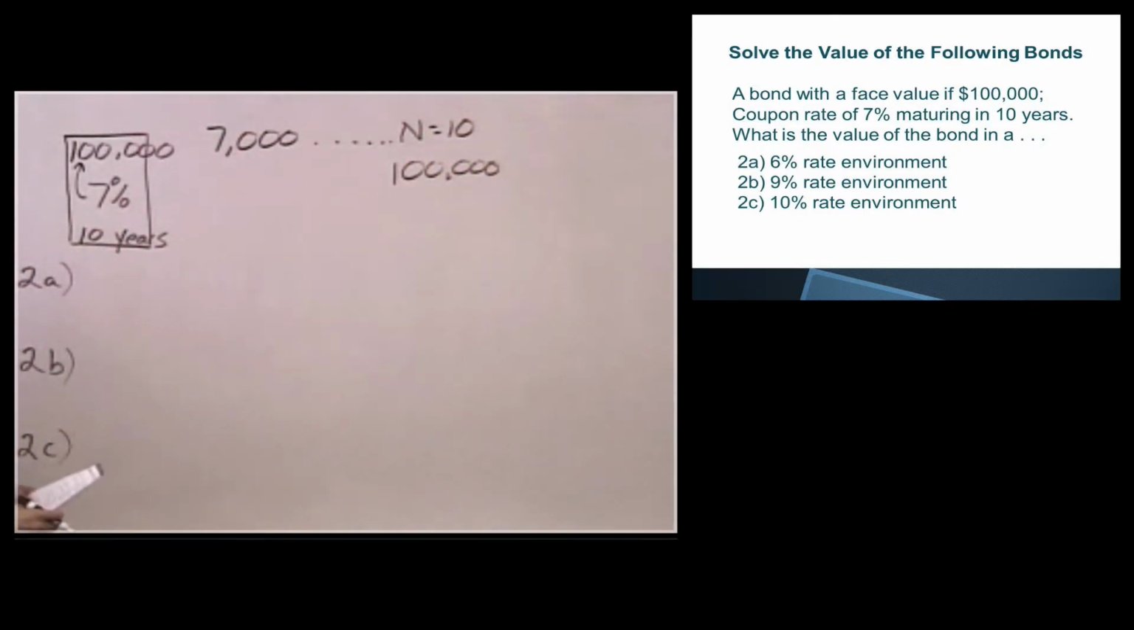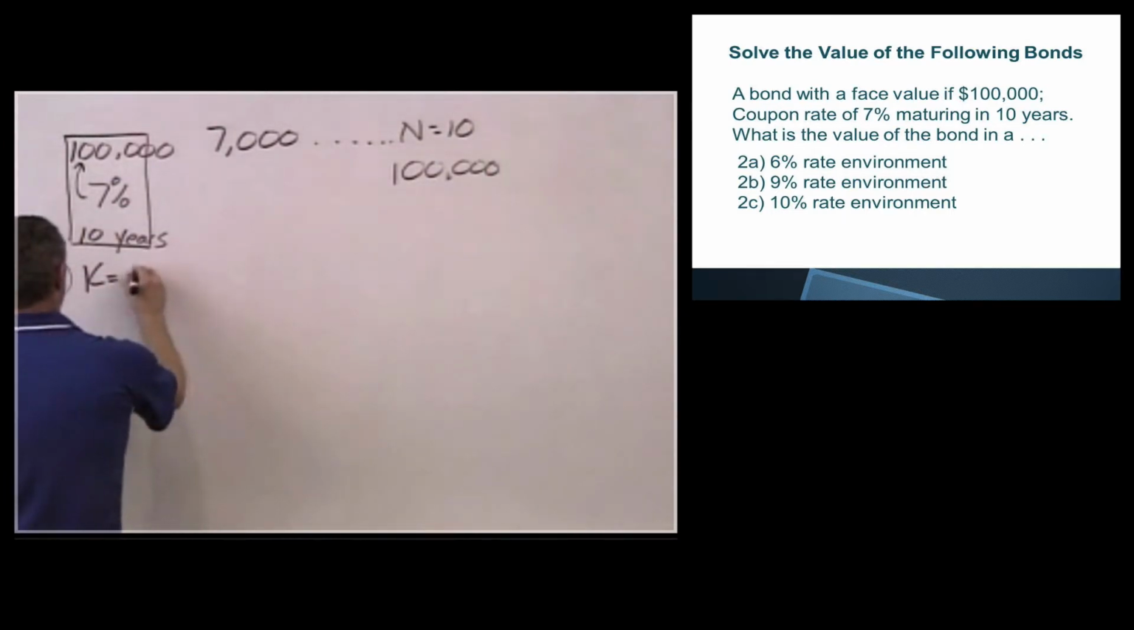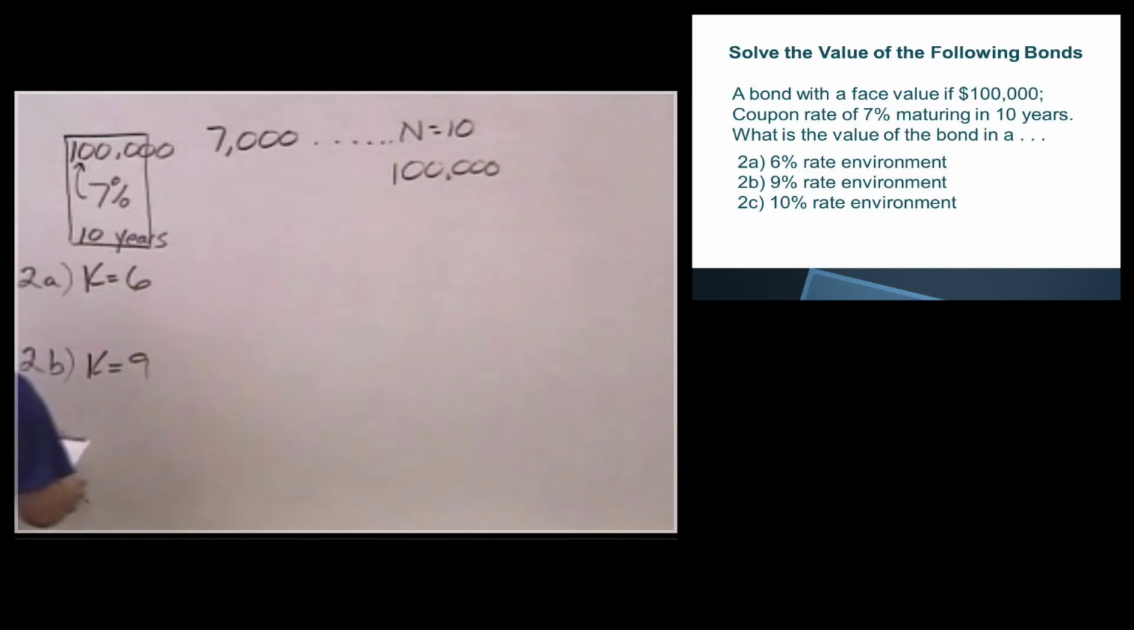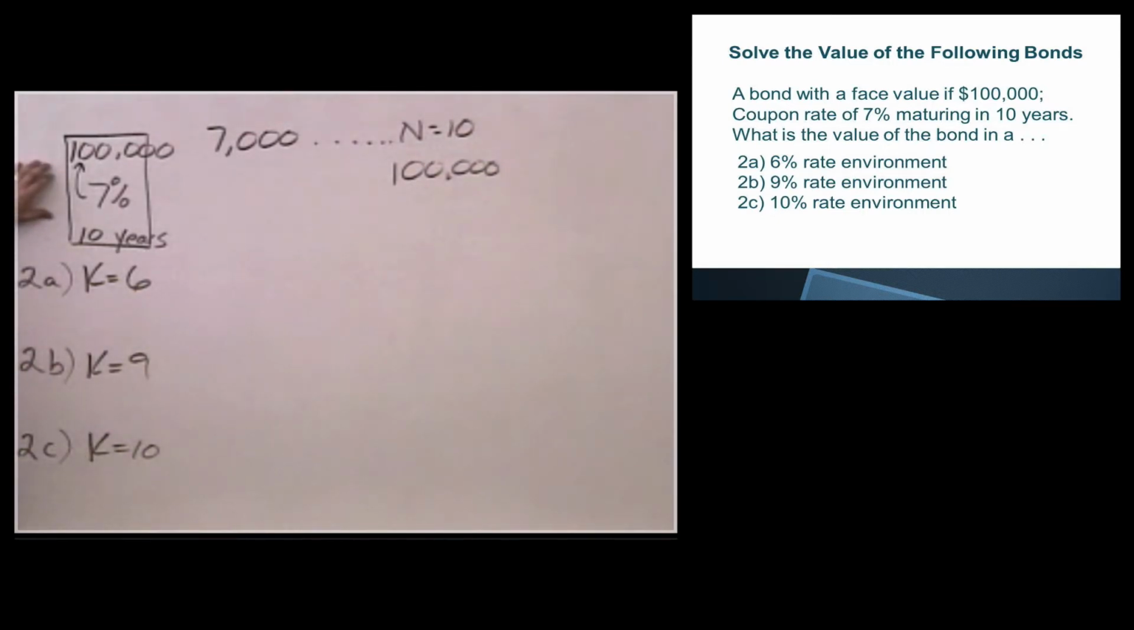So if we look at these valuations and we look at K, on question number A, our interest rate environment is 6%. In question 2B, our interest rate is 9%. And in question 2C, our interest rate is 10%. So when this bond was first issued, current rates were probably around 7%. That's why it was issued at 7%. Then interest rates move, right? They might have gone up, they might have gone down. They move every day. So we're going to use current interest rate environment.